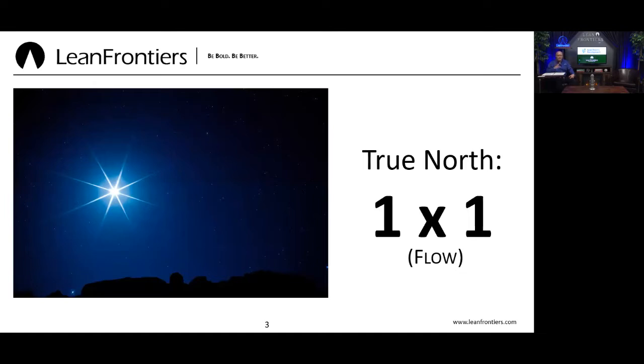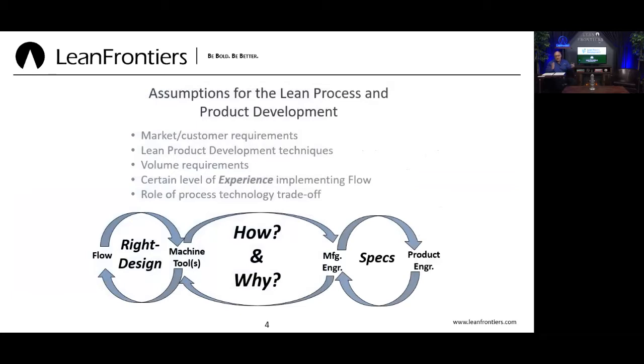Sometimes people say true north, one by one flow, and so forth. Back then, we would just say one-piece flow. We didn't have all these other terms. But everything I'm going to talk about throughout this presentation, that is the underlying design parameter that we worked towards and that drove everything we did in going through that process. So let me walk through a few assumptions that we had, and that I would say you need to have from a manufacturing engineering standpoint. One assumption would be, and you'll notice it says, assumptions for a lean process and product development.